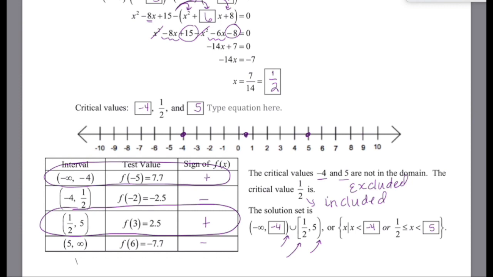And this concludes our lesson on 4.6, as we are graphing inequalities for polynomials and for rational equations.